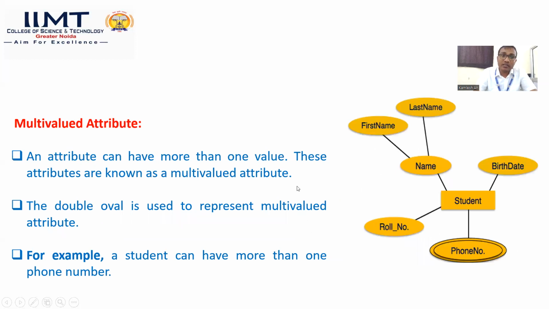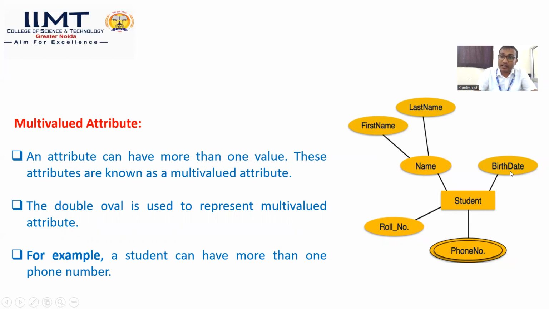Multi-valued attribute: an attribute that can have more than one value is also known as a multi-valued attribute. The double oval is used to represent a multi-valued attribute. Here the phone number is the multi-valued attribute. The student can have more than one or two mobile numbers. So an attribute that has more than one value is called a multi-valued attribute. The student has multiple phone numbers.